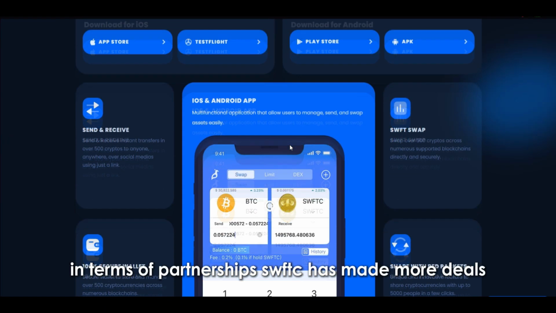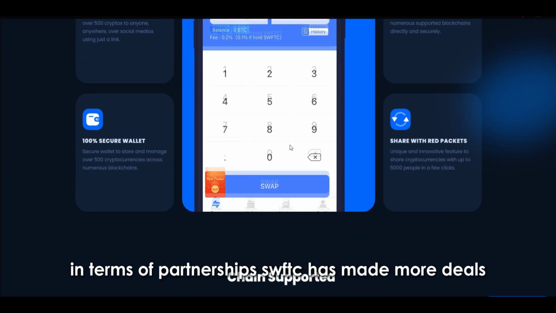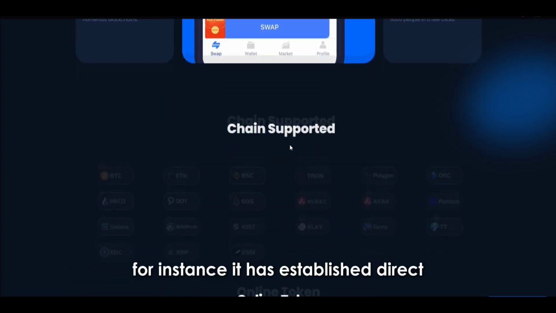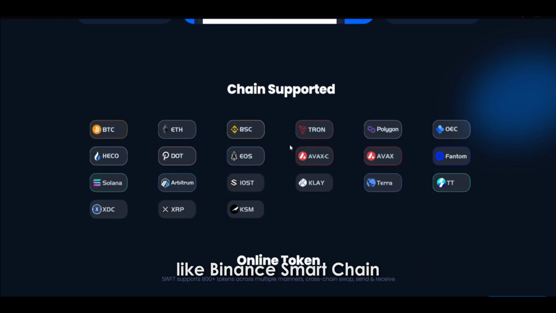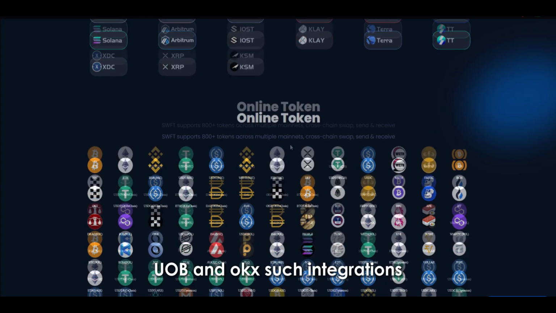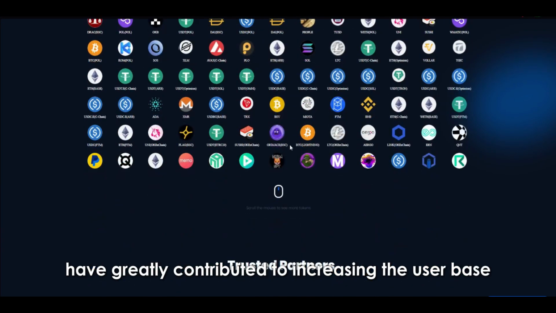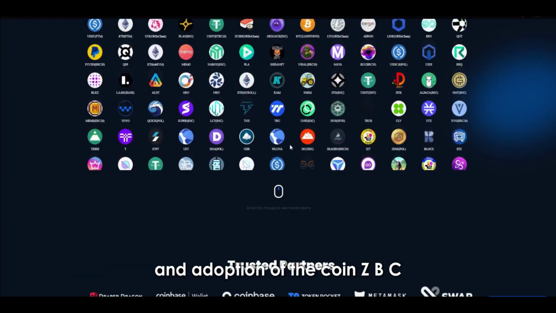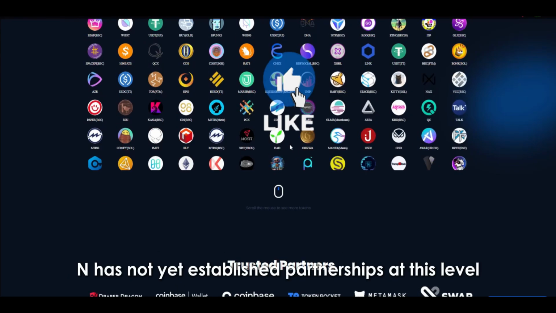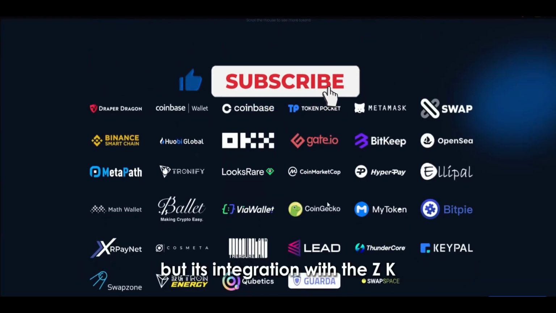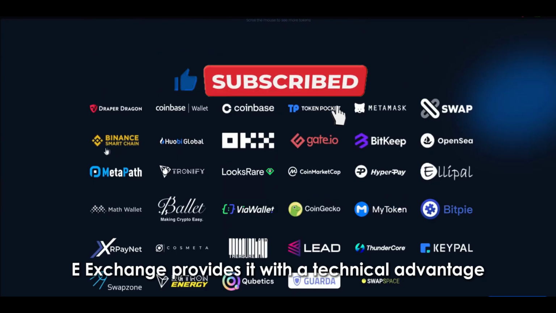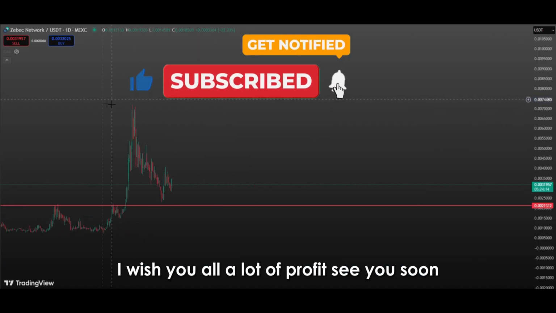In terms of partnerships, SwftC has made more deals. For instance, it has established direct or indirect partnerships with major platforms like Binance Smart Chain, UOB, and OKX. Such integrations have greatly contributed to increasing the user base and adoption of the coin. Zbcn has not yet established partnerships at this level, but its integration with the ZKE exchange provides it with a technical advantage.